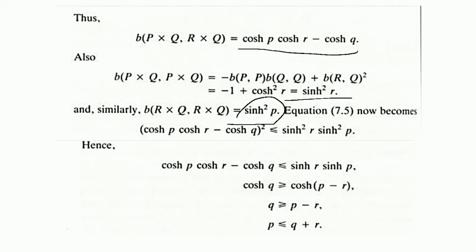Hence, extracting the square roots of both sides, it becomes cosh P times cosh R minus cosh Q less than or equal to sinh R sinh P, which results in cosh Q greater than or equal to cosh of P minus R. Here we used trigonometric identities. Since they are the same cosh, we divide both sides by cosh, which results in Q greater than or equal to P minus R. And P will now be less than or equal to Q plus R.